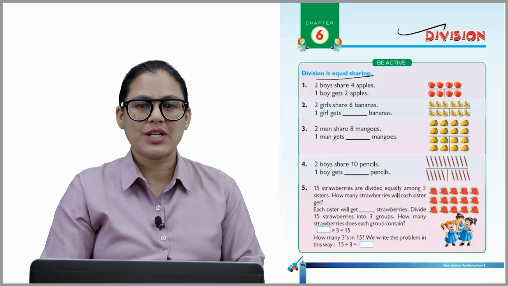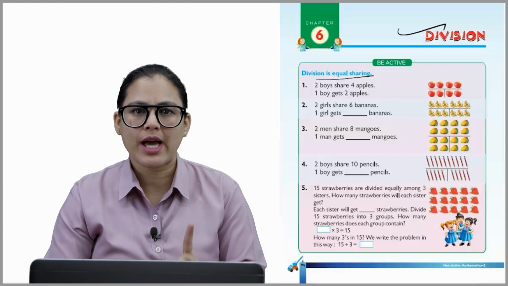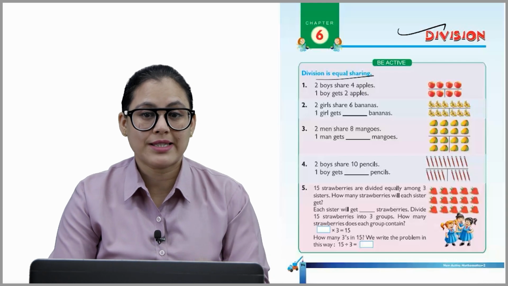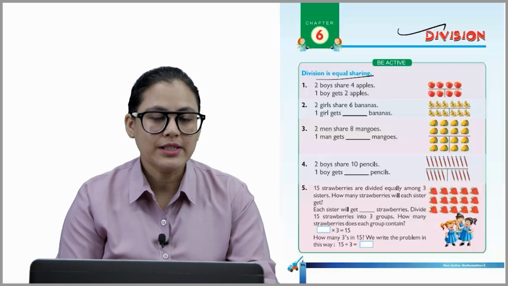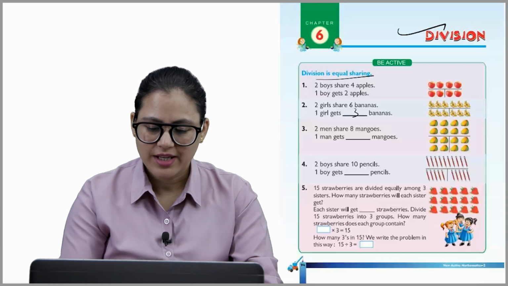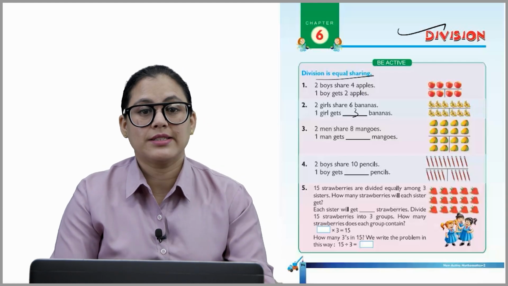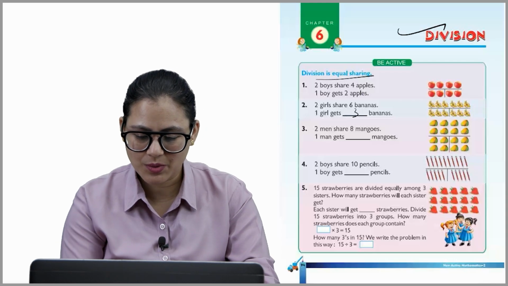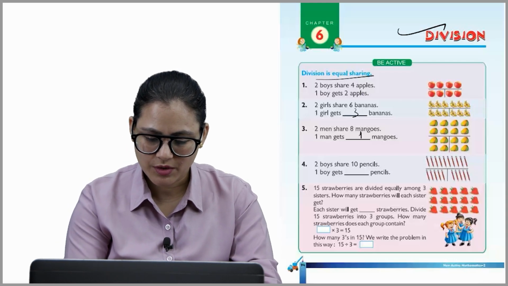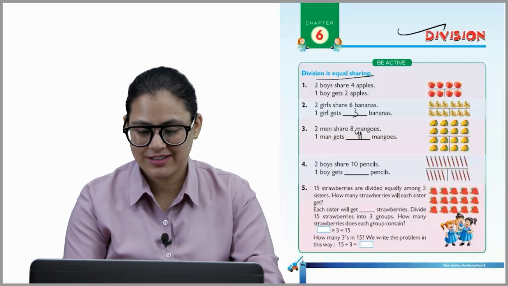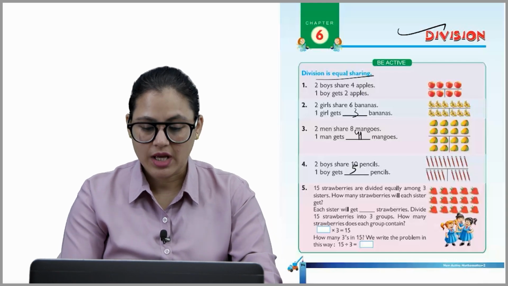Number 1, 2 boys share 4 apples. 1 boy got 2 apples. Number 2, 2 girls share 6 bananas. 1 girl gets how many bananas? See, 1, 2, 3. Number 3, 2 men share 8 mangoes. 1 man gets how many mangoes? 1, 2, 3, 4. 2 boys share 10 pencils. 1 boy gets 5 pencils.